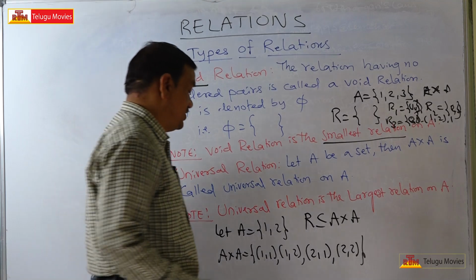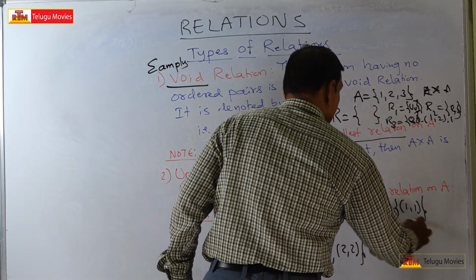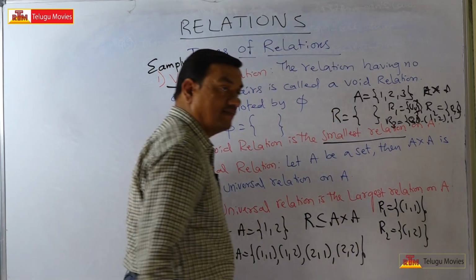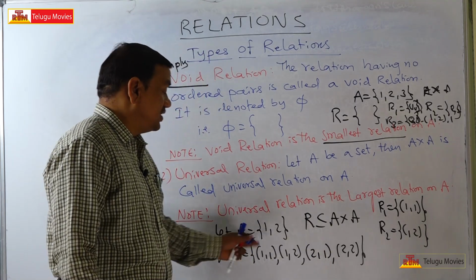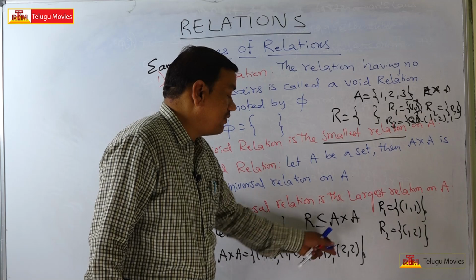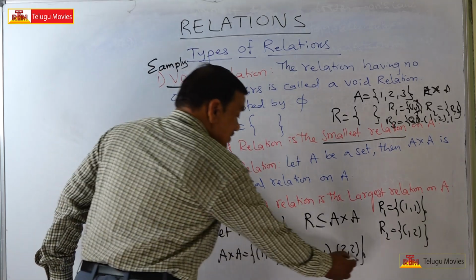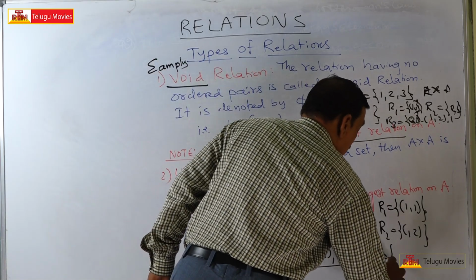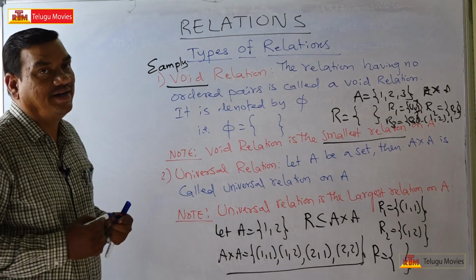What are the remaining relations? We have different types of relations: {(1,1)} is a relation, {(1,2)} is a relation, {(1,1),(1,2)} is a relation, and {(1,1),(1,2),(2,1),(2,2)} is also a relation, which is the biggest relation. This is the universal relation, and R equal to a relation containing no elements is the void relation.